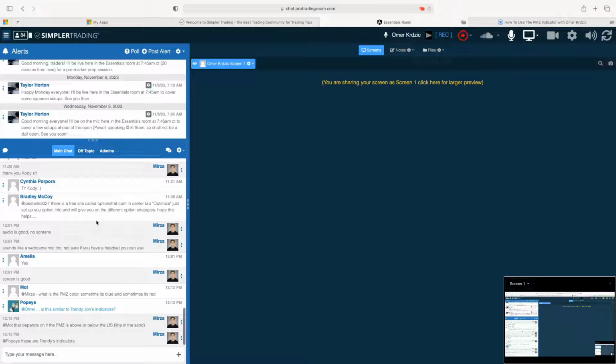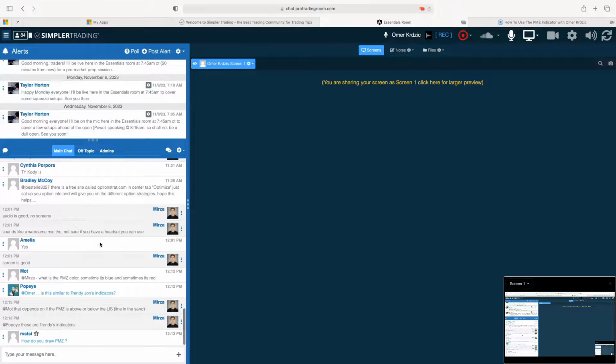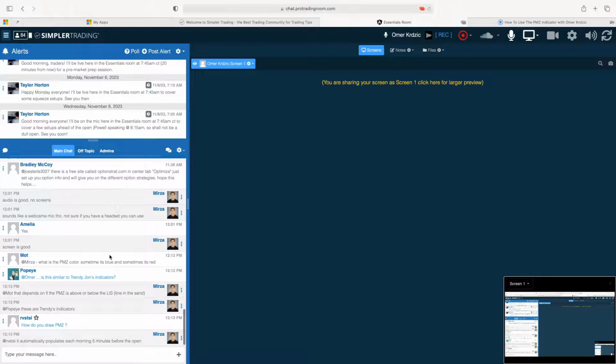Popeye, this is one of Trendy John's indicators. So it's part of his indicator bundle. If you talk to tech, you might be able to just purchase the PMZ alone. I'm not too sure about that, but I'd assume so. But it is a part of Trendy John's bundle, and it's really big in his decision process.